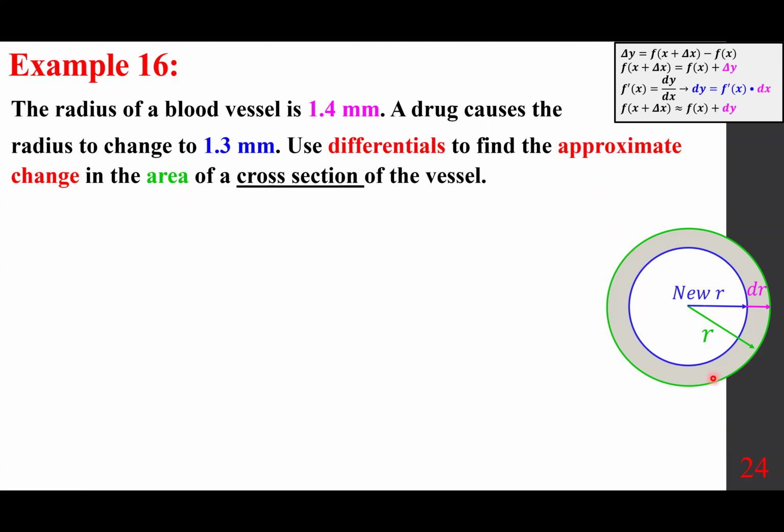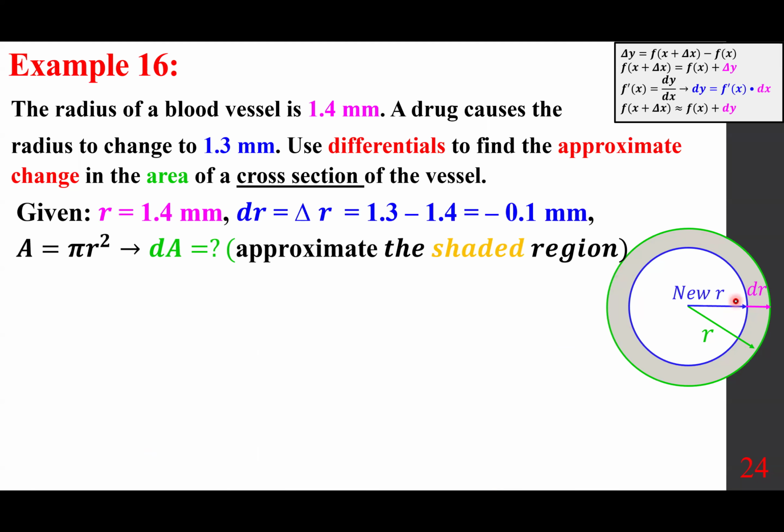So you need to know what the area is. The area is pi r squared. I hope you know the formula. So we want an approximation for this change, the shaded region. The approximation is dA. Therefore, r is 1.4 originally. dr, or delta r, is 1.3 minus 1.4, which is negative 0.1, same units, millimeters.